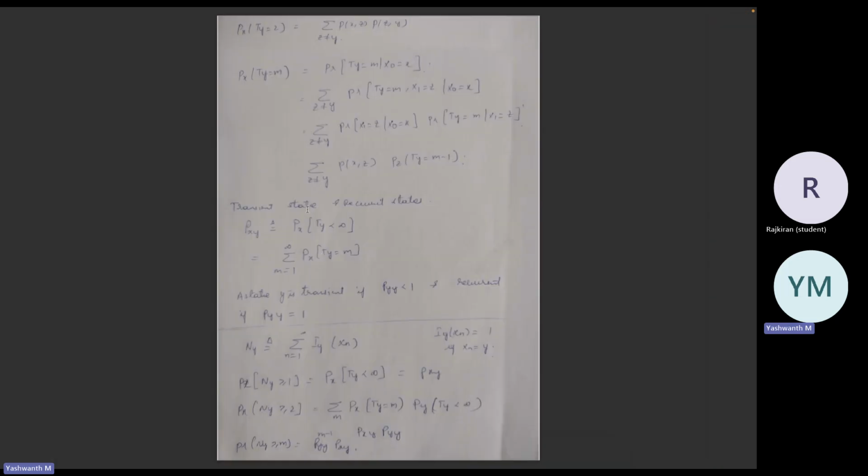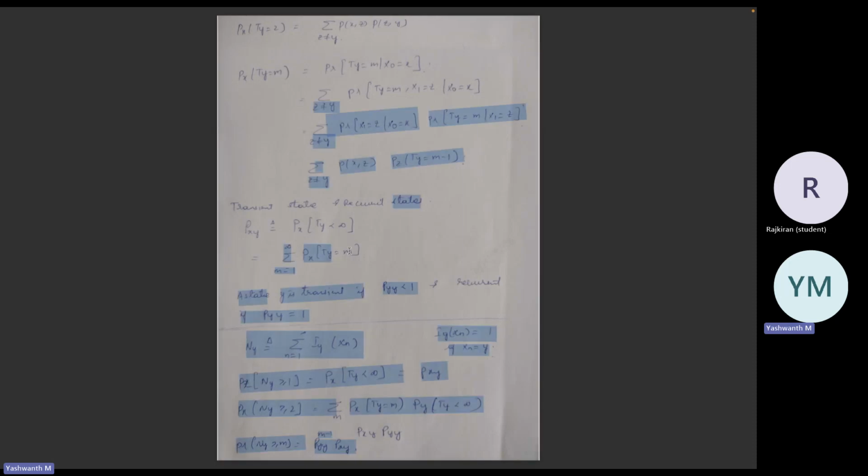Okay, so let's revise what are transient states and recurrent states. You define a quantity rho x to y. This is a definition. It is the probability that you end up visiting y in finite time. So that's what this thing means, right? P of x of the event ty is less than infinity. Okay, you eventually visit y. That's what it means. So this is just an expansion of that, right? The second line, whatever I'm highlighting, this one.